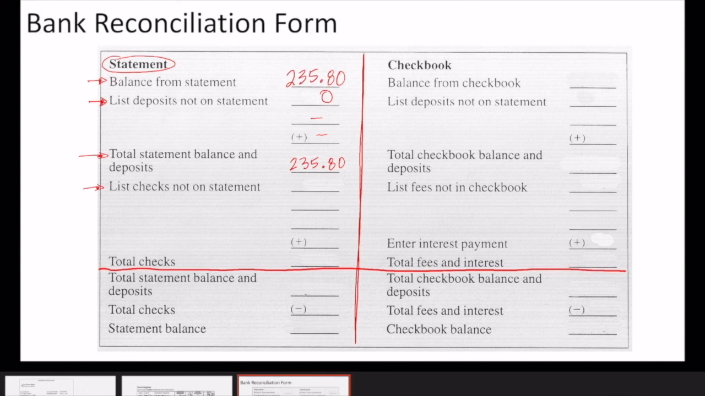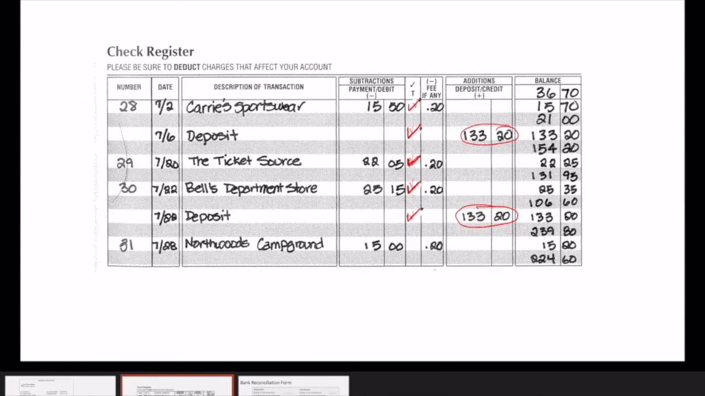Okay, next we're going to take a look at any checks that are not on the statement. So we're going to go back into our check register. We will take a look. The ones with the check marks by them mean that they are canceled checks. So these are all canceled checks. We can see that we have one check here that does not have a check mark by it. This particular checking account charges a fee for every check they write, so that's why there's 20 cents in fees right there.